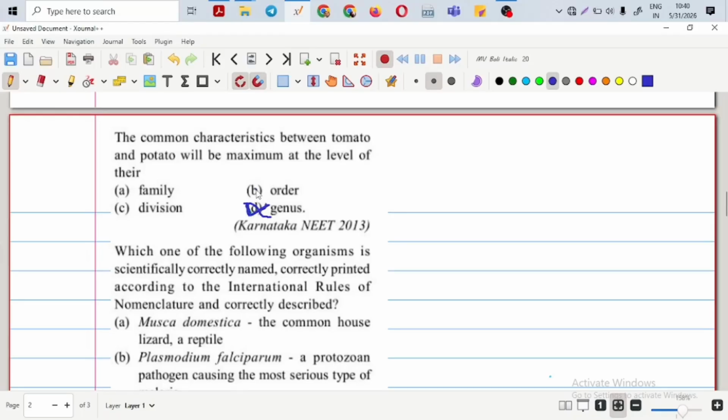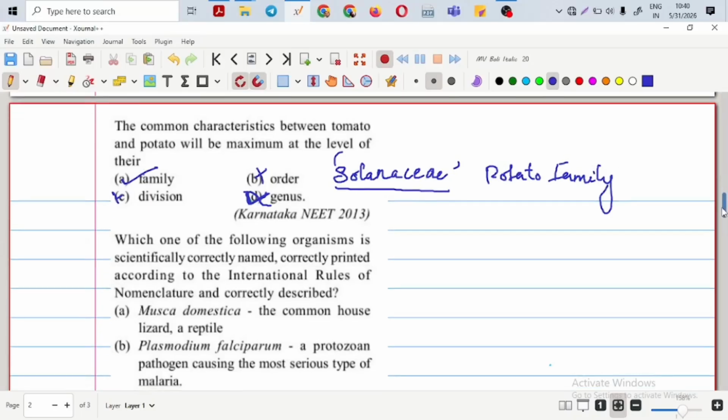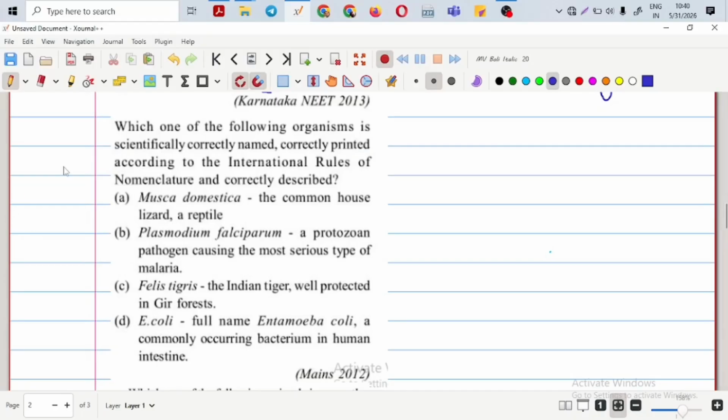Then order, it is not division, actually it is family. It was a very tough question. Not very tough, it is a kind of tough question, because the Solanum tuberosum, that is potato, and tomato belong to the family Solanaceae. Solanaceae, Solanaceae. Both are called by the name potato family. Okay. So can we move on to the next question? Yes. Yes.